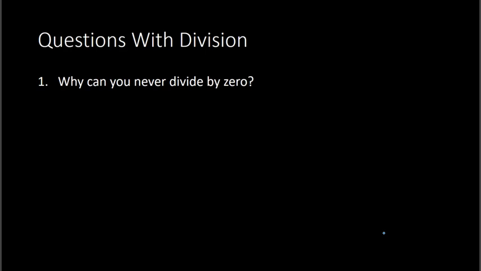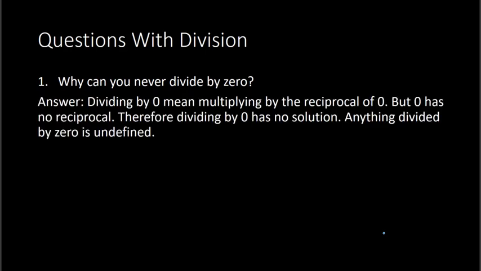The answer to this is because division is the same thing as multiplying by the reciprocal. So if I divide by 0, that means that I'm multiplying by the reciprocal of 0. But 0 has no reciprocal. So therefore, dividing by 0 would have no solution. And we'd say that anything divided by 0 is undefined. So if you had 5 divided by 0, the answer to that is undefined. There is no solution.